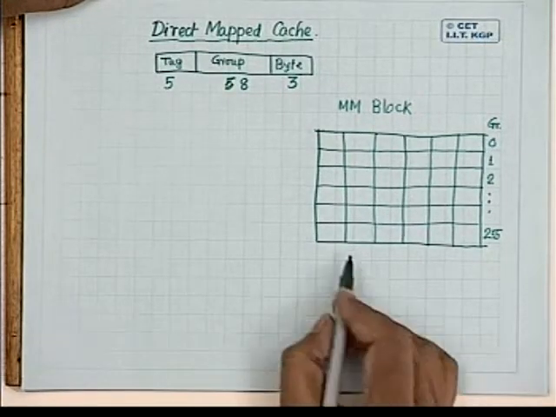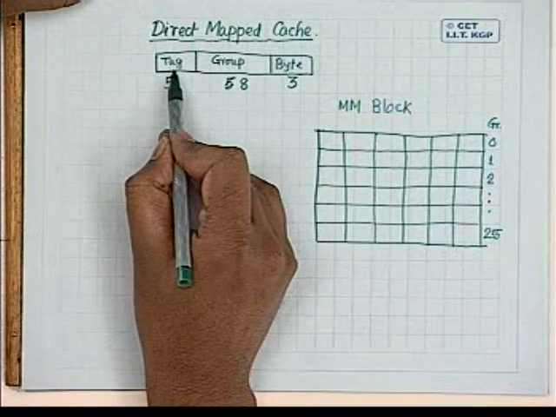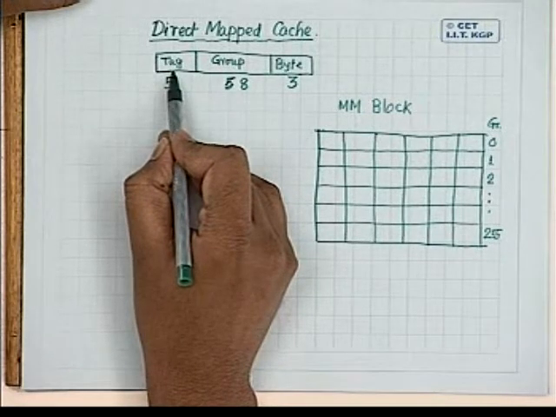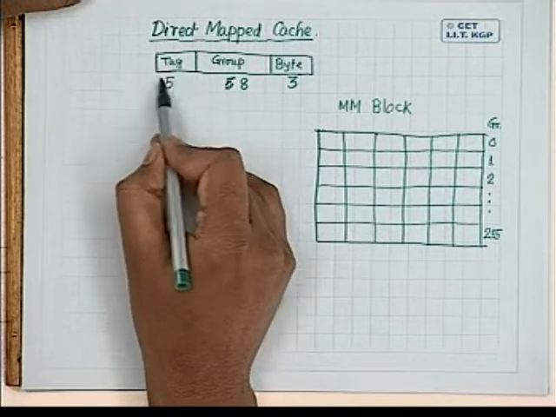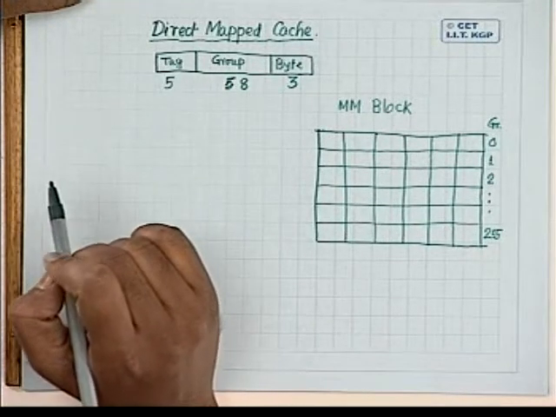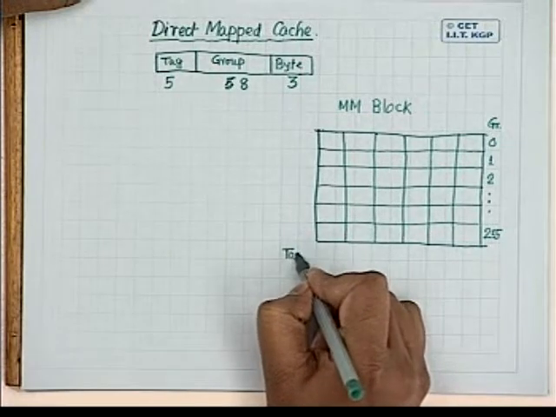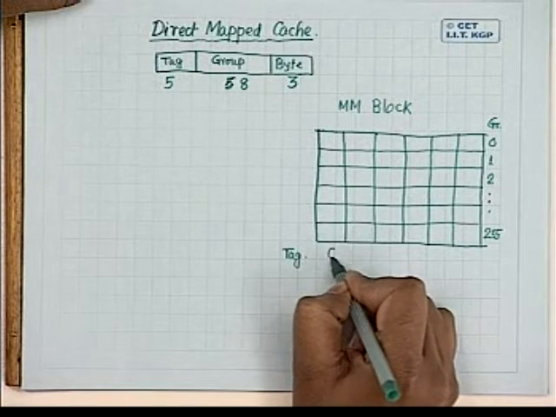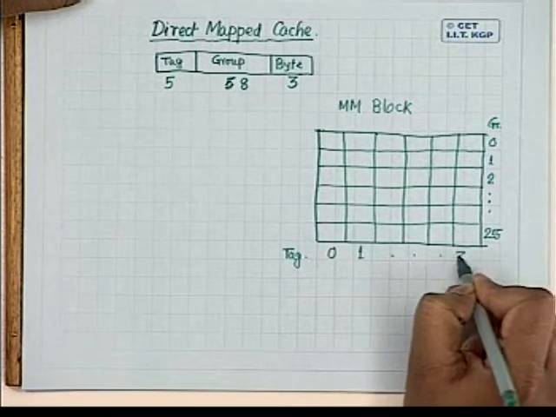Okay, and every tag is identified by 5 bits. That means one of 32 different tags can be uniquely identified by these tag bits. So I put the tag numbers in the horizontal direction. So this is tag number 0, tag number 1. So like this it will continue. The last one will be tag number 31.